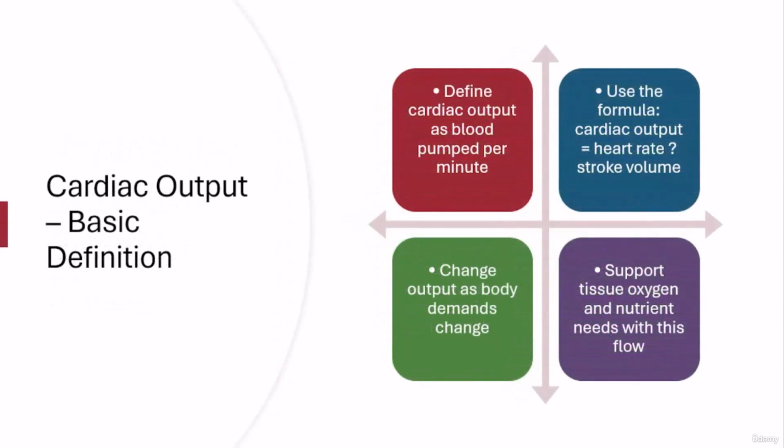Cardiac output is the amount of blood the heart pumps in 1 minute, and it depends on how fast the heart beats and how much blood leaves the ventricle with each beat. This means cardiac output equals heart rate multiplied by stroke volume. Both of these can change depending on activity, stress, or rest. And the body adjusts cardiac output to match what the tissues need at any moment.